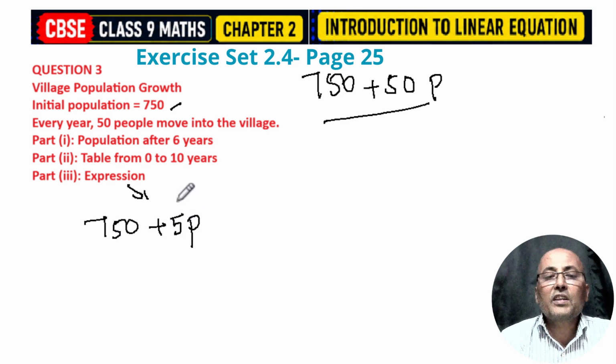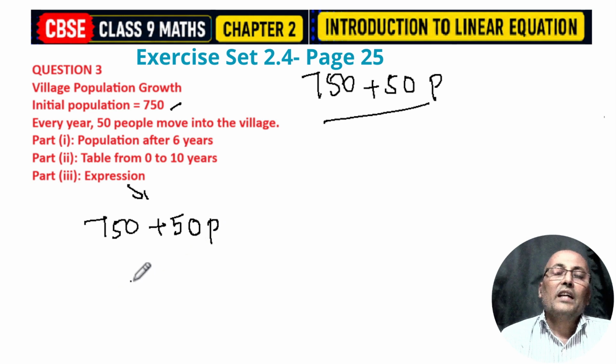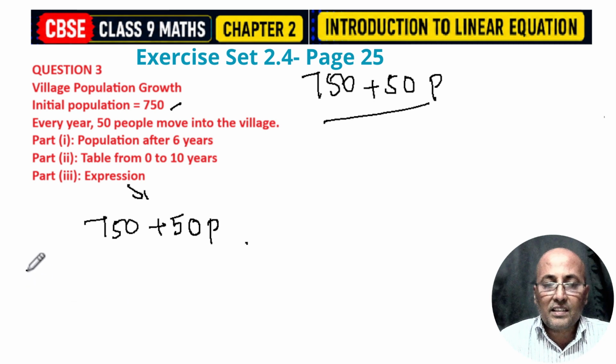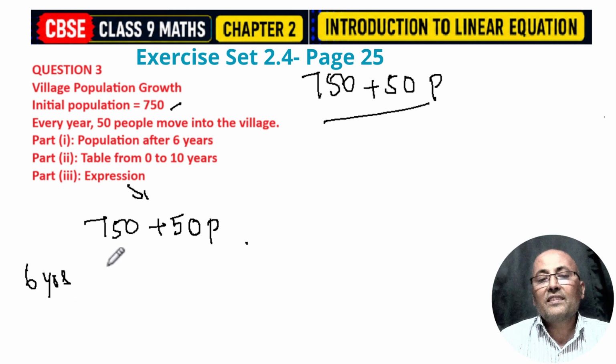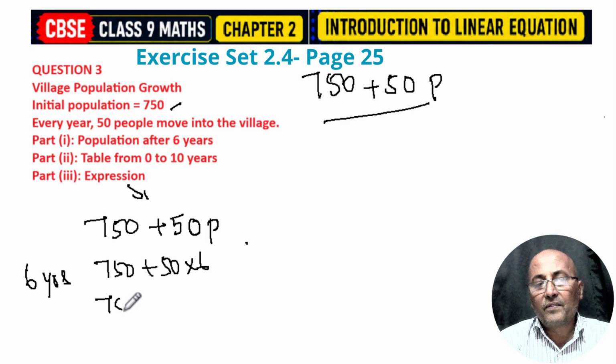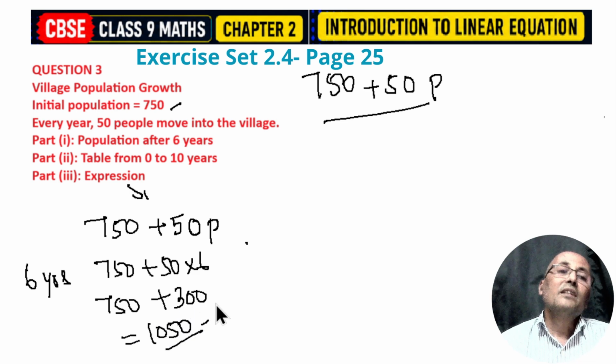Here it is population growth. Is it growth or decay? It is not coming down, it is increasing, so it is population growth. Every year 50 people are coming into the village. Now this is for 6 years. When p equal to 6, substitute: 750 plus 50 into 6, that is 750 plus 300, which is 1050. So 1050 people will be there at the end of 6 years.